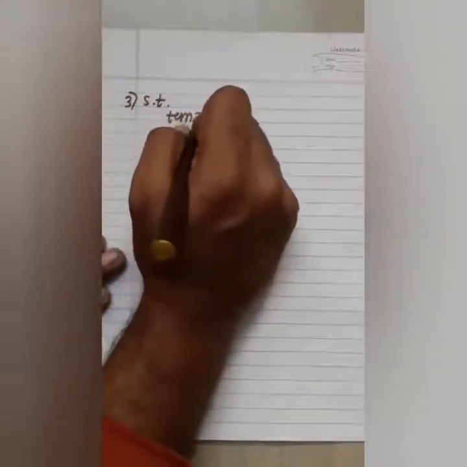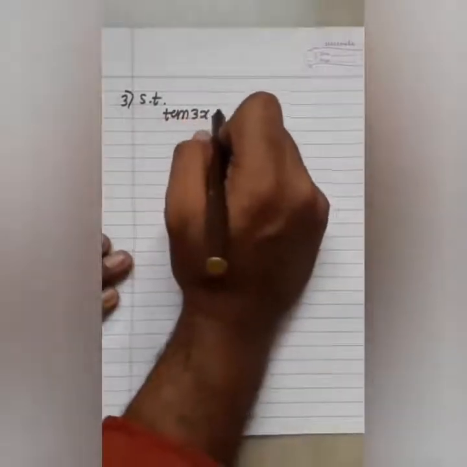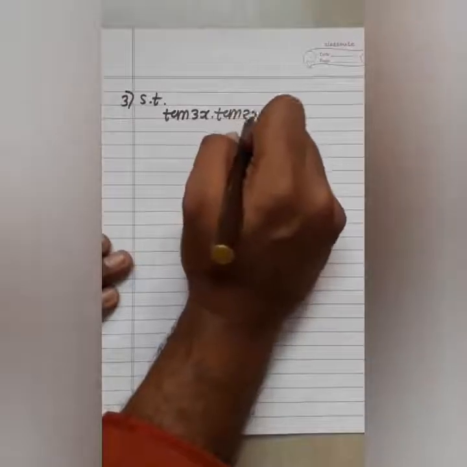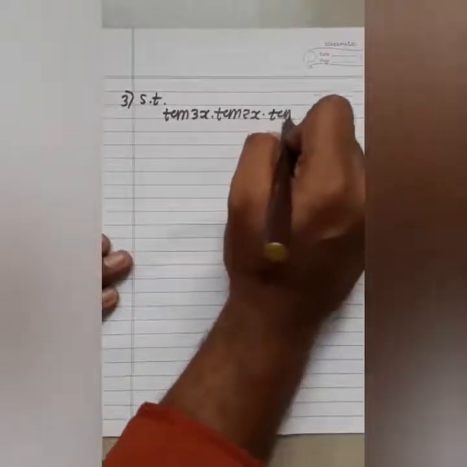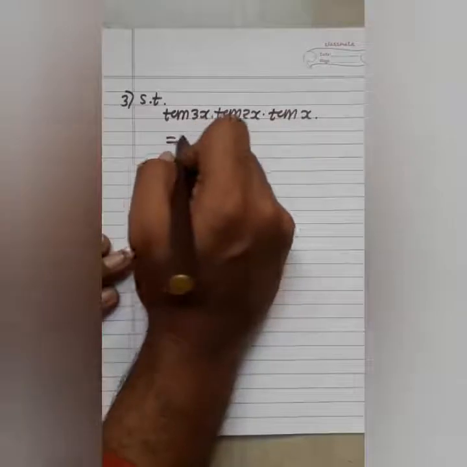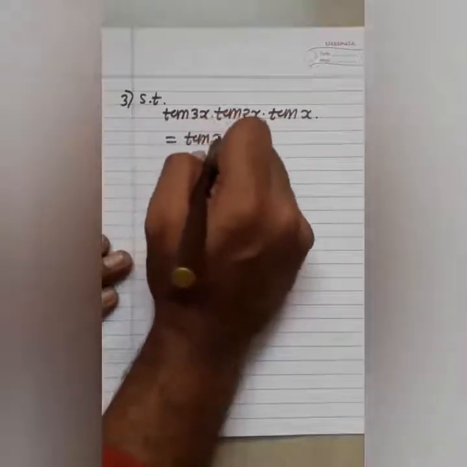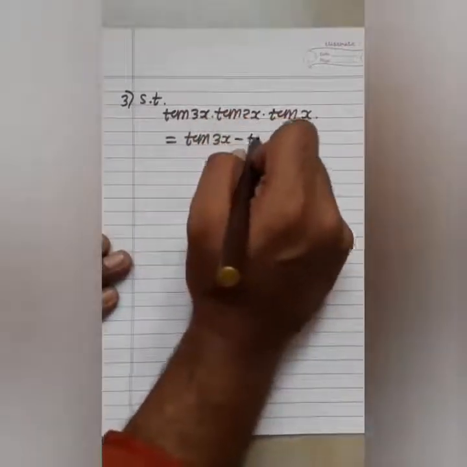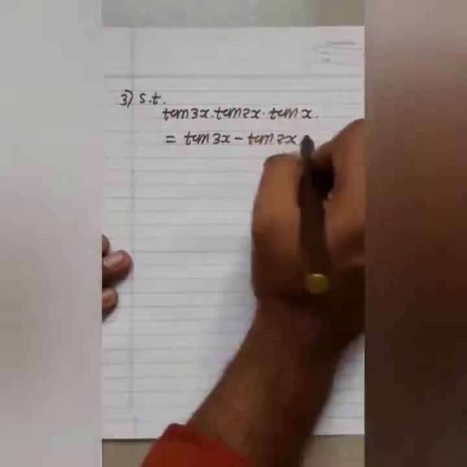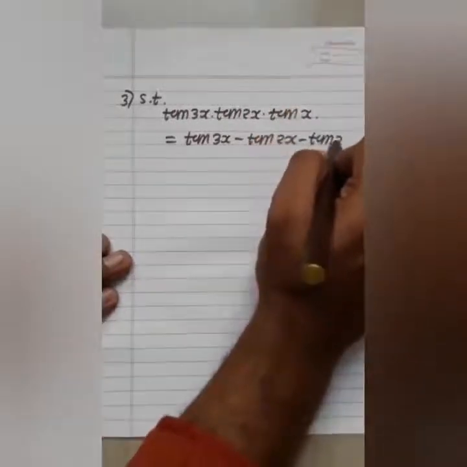So that tan 3x into tan 2x into tan x is equal to tan 3x minus tan 2x minus tan x.